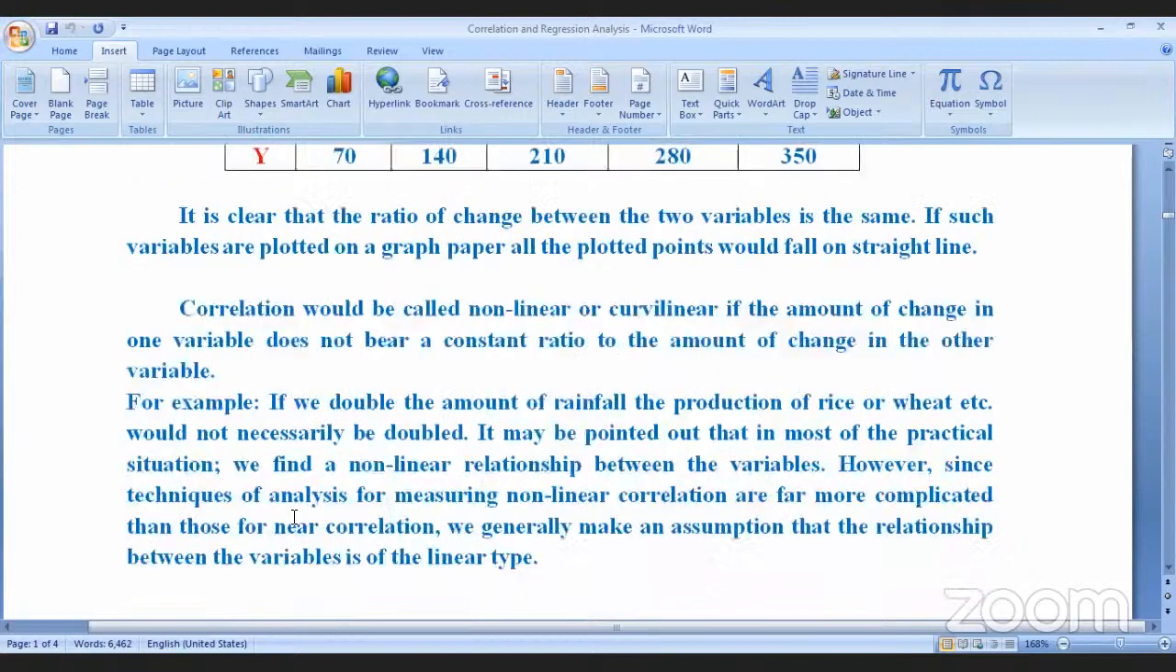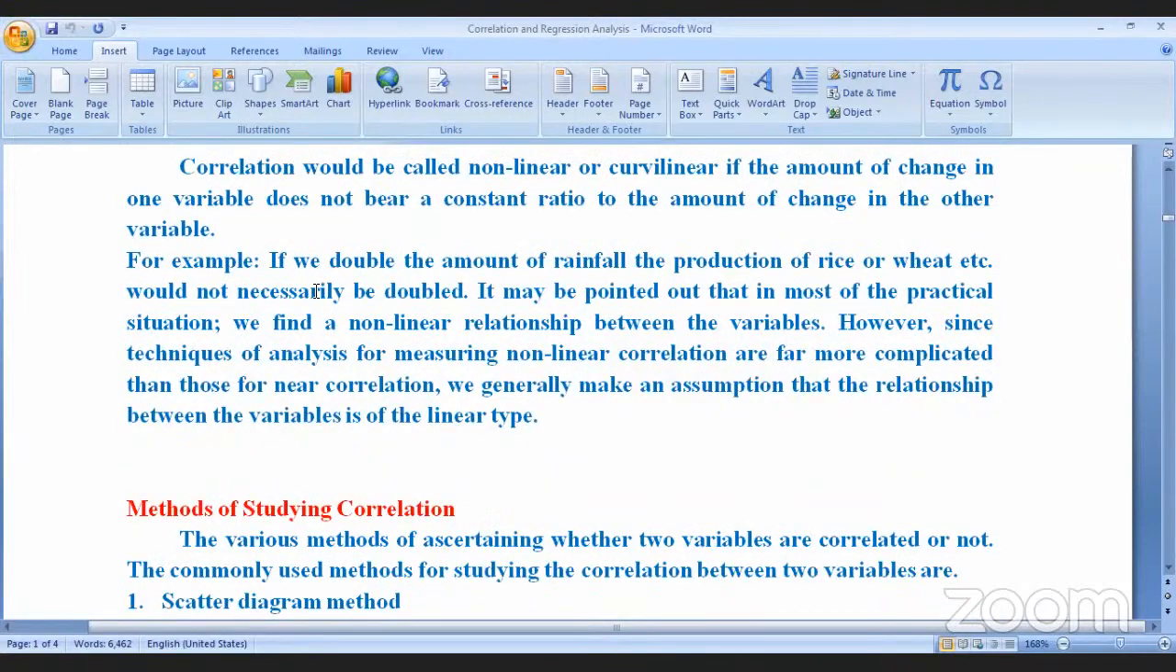So here is an example. If we double the amount of rainfall, the production of rice and wheat would not necessarily be doubled. See, the amount of rainfall is doubled. Today, only 1 centimeter of rainfall fell. Then tomorrow, 2 centimeters of rainfall happens. But what about rice and wheat? Whether it is doubled, is it possible or not possible?